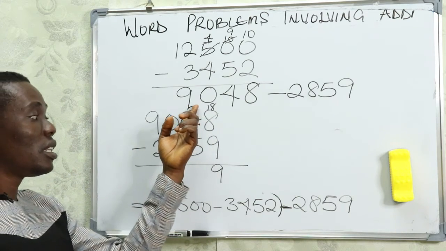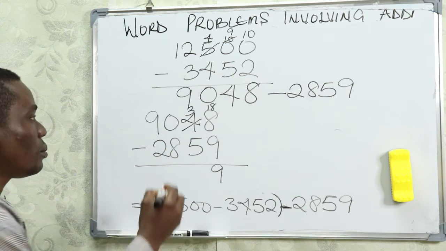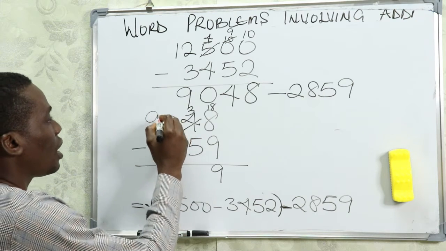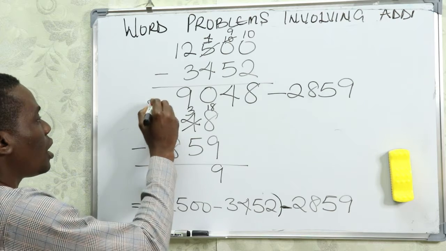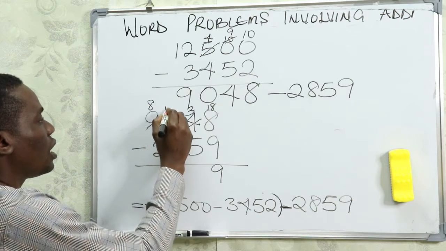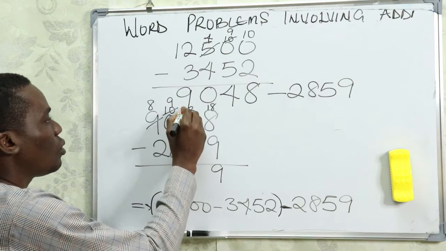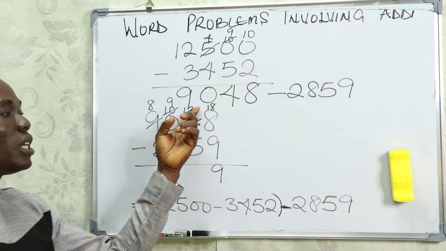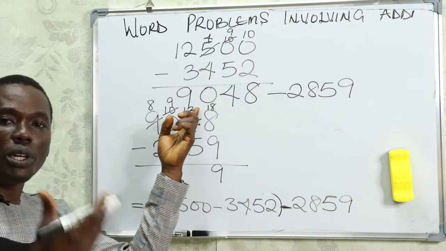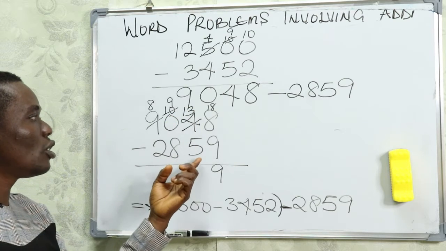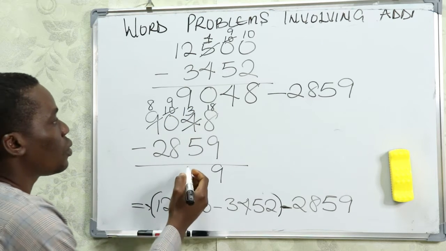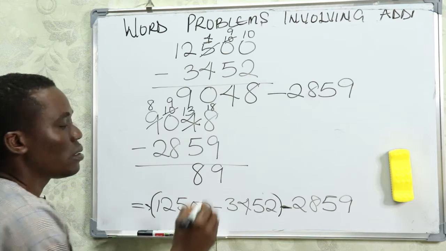Here we have 3. 3 minus 5, you know it's not possible. We take 1 from here. This will become 8. You put 1 here, it makes this 10. When you take 1 from here, this becomes 9. You put it here, it makes this 13. This is how we do renaming. 13 minus 5 will now give us 8.